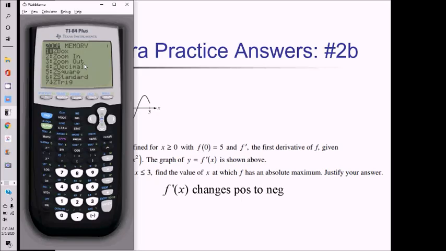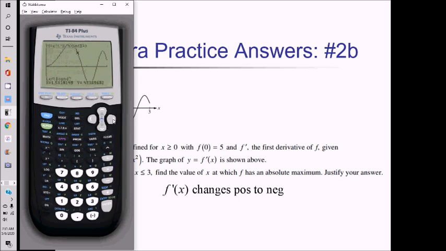And after I get a good picture of this graph, which will probably look pretty similar to what they gave me right here, I'm going to just figure out this positive to negative intersection here. I don't have to consider the negative to positive intersection because a local min is not going to give me an absolute max. But let me do second trace, option 2 for 0.